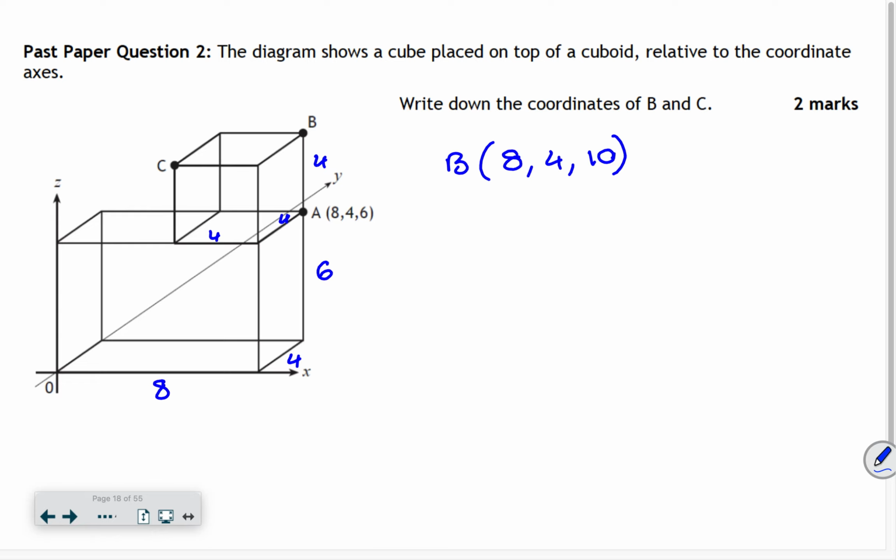To get the coordinate of C, I'm not going right along the x-axis this time, I'm only going halfway, because it's 4 from here to here. So I'm going to go 4 along the x. I'm not going to go along the y because I'm at the face of it, so it's going to be 0. And then I'm going to go straight up to the very top of the z-axis, so it's going to be 10. So C will be the coordinate (4, 0, 10).